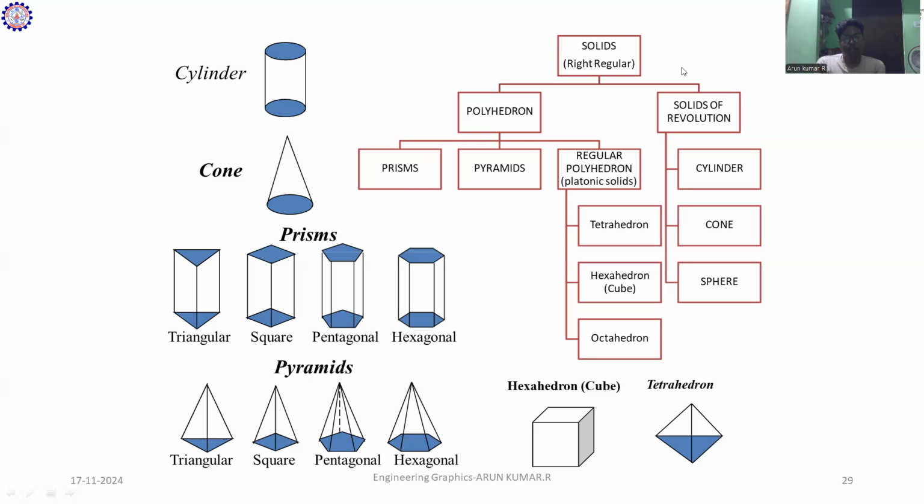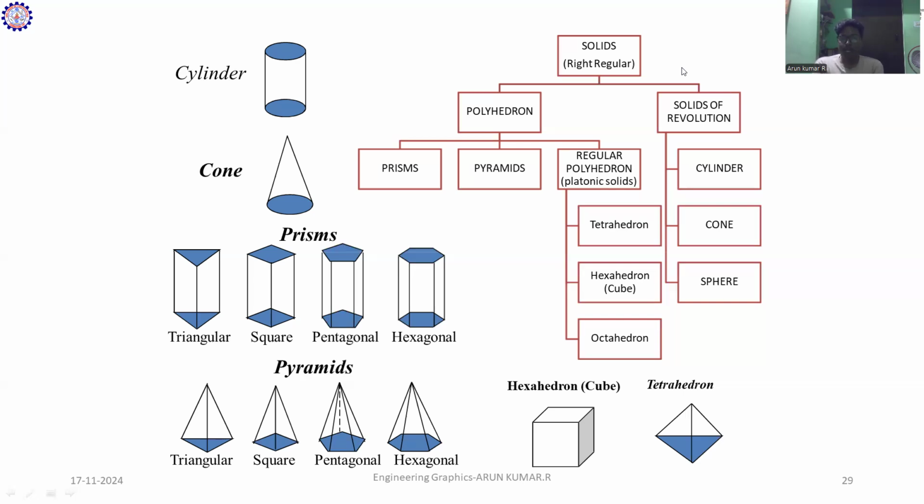Then, on to the polyhedron: we mainly focus on the prism category and the pyramid category. Only these two types of problem classifications we have to construct. What is the next case? Solids of revolution. We classify solids of revolution into cylinder, cone, and sphere. The cylinder and cone we can again compare with prism and pyramid. The cylinder comes under the prism category, and the cone comes under the pyramid category. This is for your understanding purpose only.